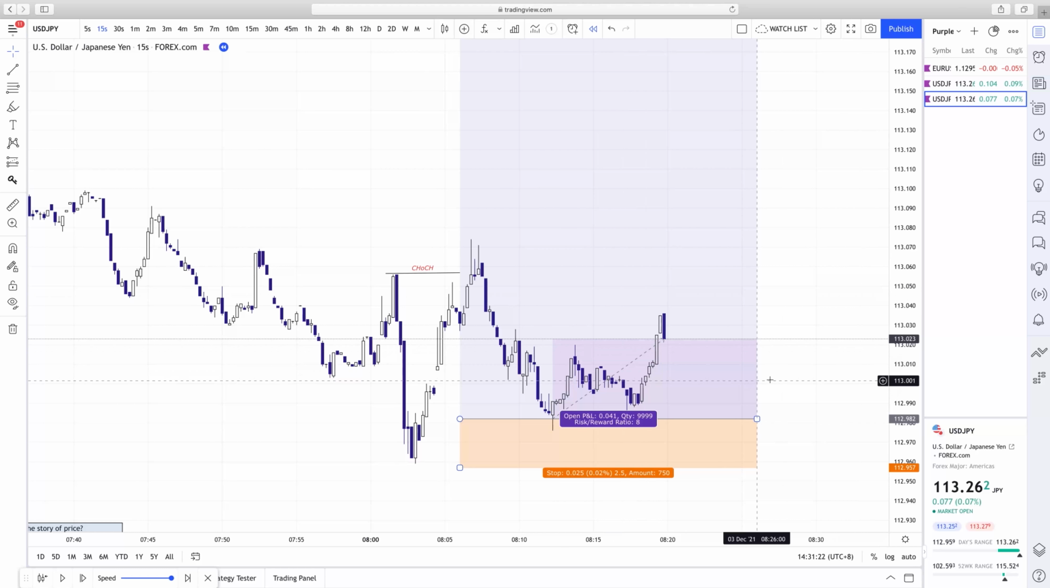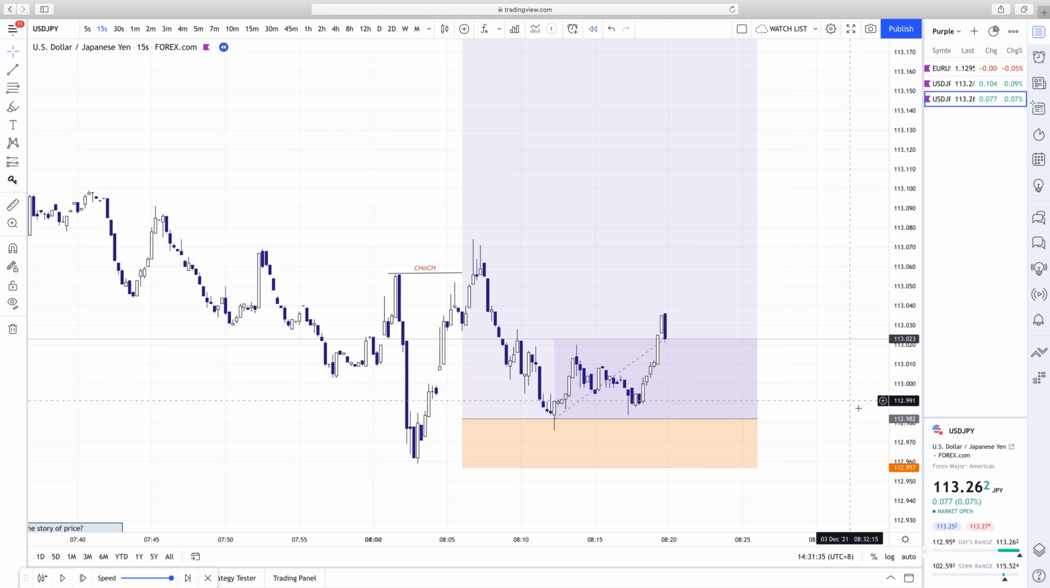What happens on the 15 second builds up the 5 minute, what happens on the 5 minute builds up the 15, what happens on the 15 builds up the 1 hour, what happens on the 1 hour builds up the 4 hour, what happens on the 4 hour builds up the daily. So price starts in these second time frames, you're just getting in early.